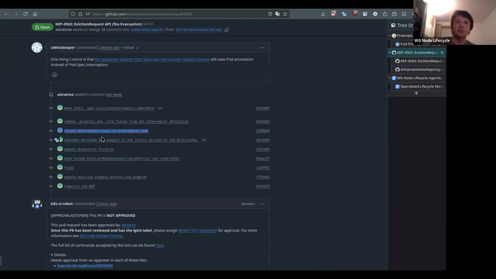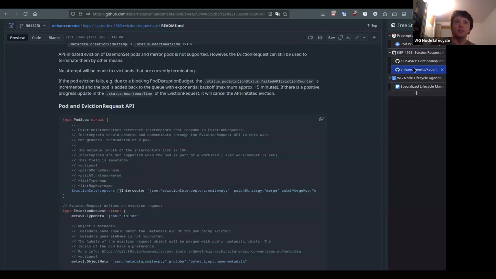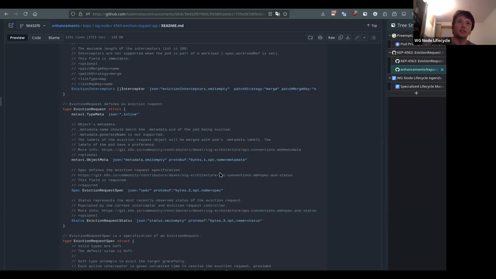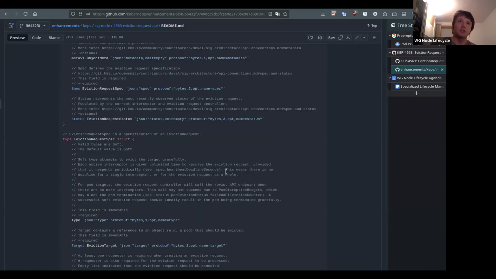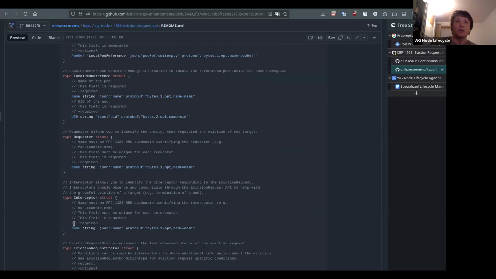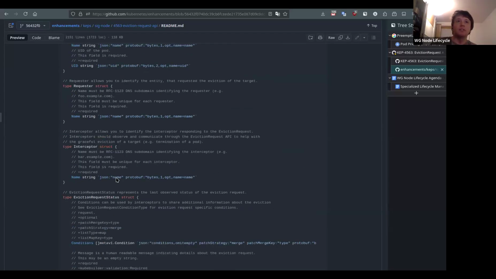I renamed the interceptor class to the interceptor name. We had feedback from Tim Hockin that we might just call it name. It's much simpler. But the requirements for the name are the same. We expect the subdomain.